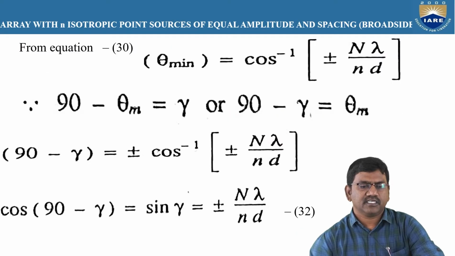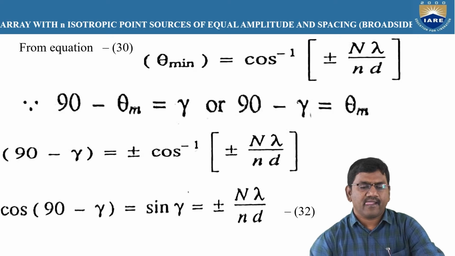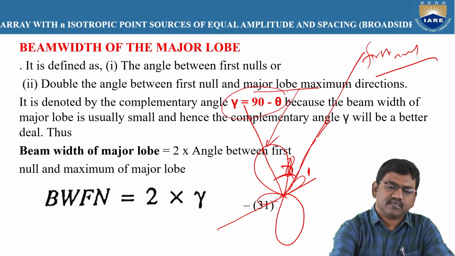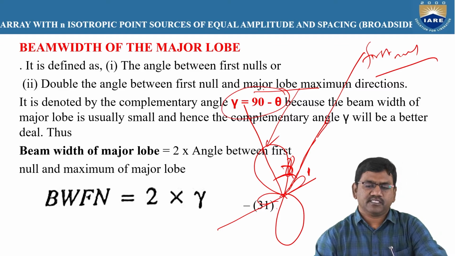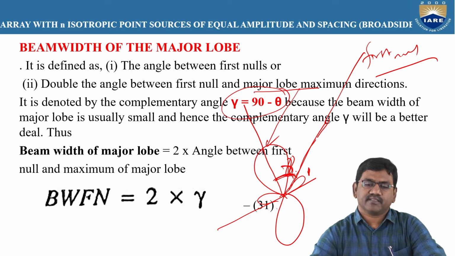So from equation 30, let us find out the beam width from the expression. Theta min, we know, is equal to cos inverse of plus or minus n lambda by n d. And gamma is equal to 90 minus theta. Right? The total value is theta, so this value can be written as 90 minus theta.